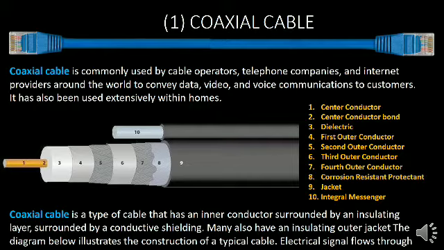Coaxial cable is a type of cable that has an inner conductor surrounded by an insulating layer, surrounded by a conductive shielding. Many also have an insulating outer jacket. The diagram below illustrates the construction of a typical cable. Electrical signal flows through.